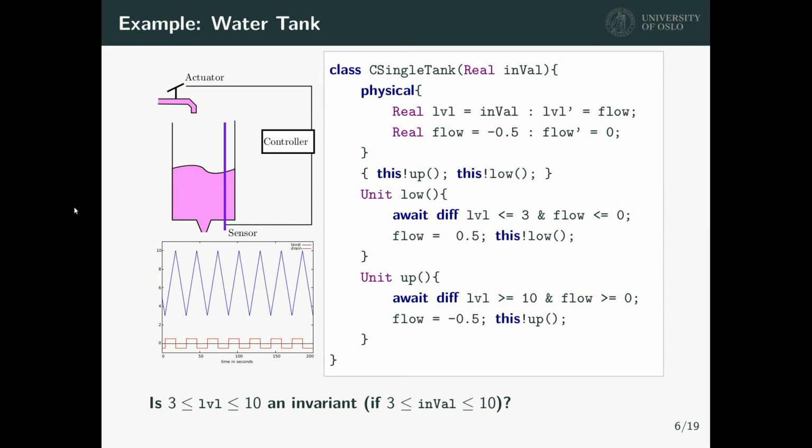So here's an example. We have a water tank, so we have something that can hold water. We have a sensor for level and the flow, and we can let water in and we can let water out. So we have two physical variables, one for the water level, one for the water flow, where the water flow is actually constant.